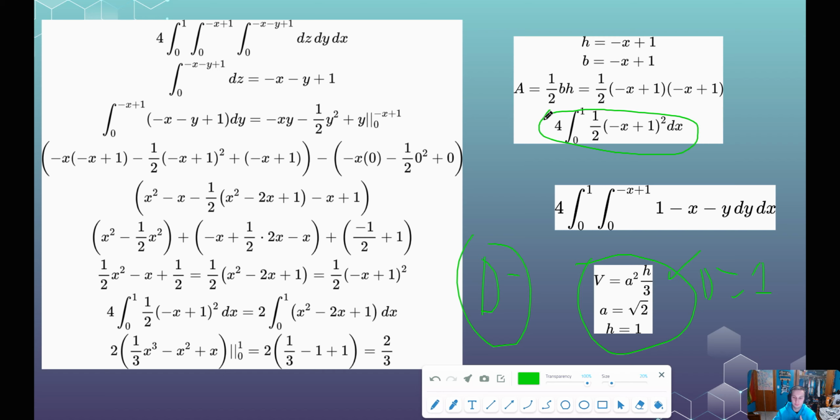Well, since this is only an integral involving one variable, your density function can only be a function of x. You can't have a y or a z in your density function because you're only integrating with respect to dx. So how will this change if you had a density function? Well, you would just multiply it in here. This 1/2 times quantity negative x plus 1 squared is still going to be there. You just multiply by a density function dx.